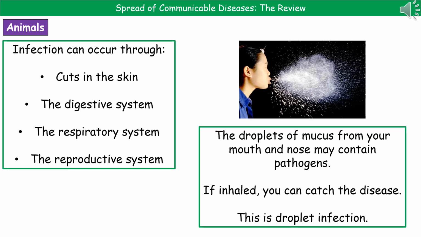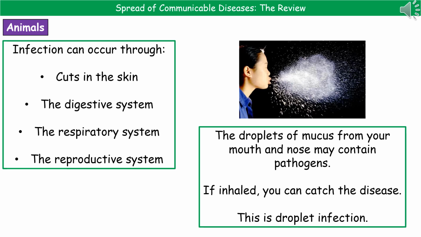Now, if we consider the main routes of infection, then we tend to see these occurring through cuts in the skin because we've lost that physical barrier, through the digestive system where you've eaten food that's contaminated with something, through the respiratory system where you've breathed something in, or through the reproductive system.